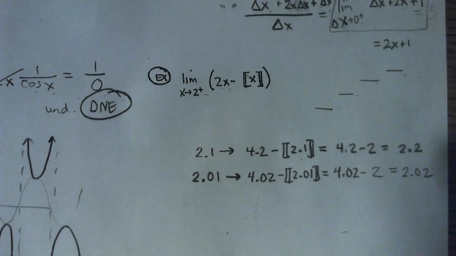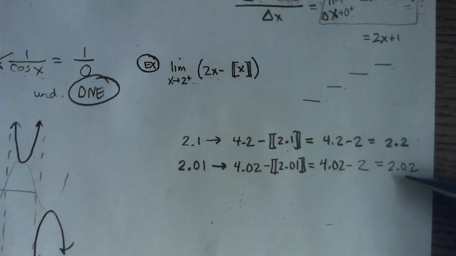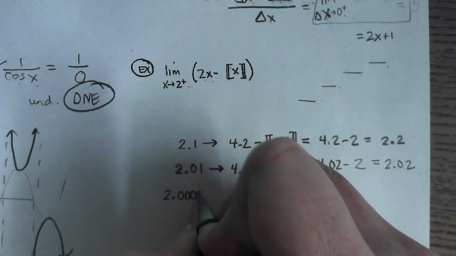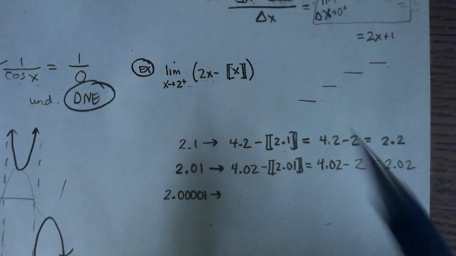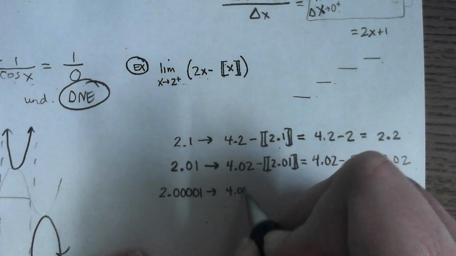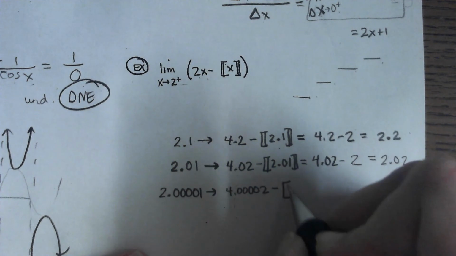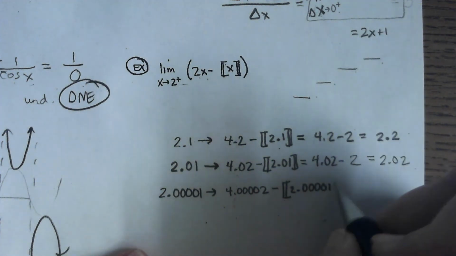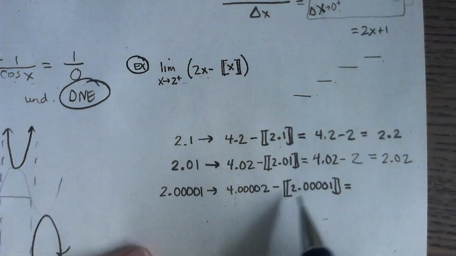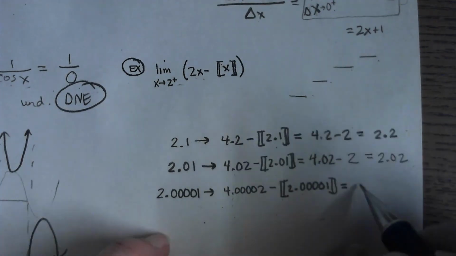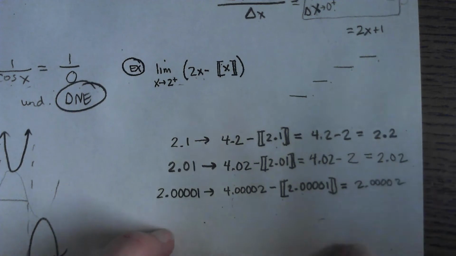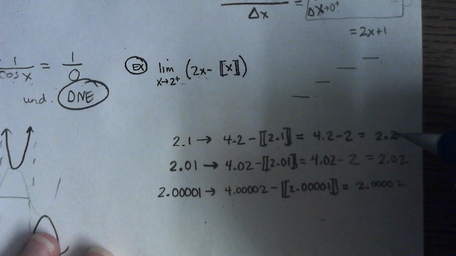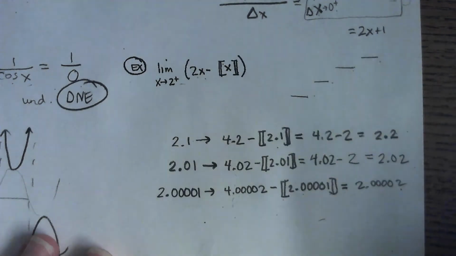And you can see that progression slightly starting, 2.2, 2.02. And if you really wanted to be annoying, you could do 2.00001. So 2 times that would be 4.00002 minus the greatest integer less than or equal to 2.00001 would still be subtracting 2 off of that. So it would be 2.00002. So as we're approaching 2 from the right, the overall value of this is approaching 2.